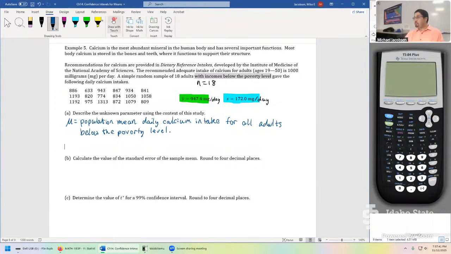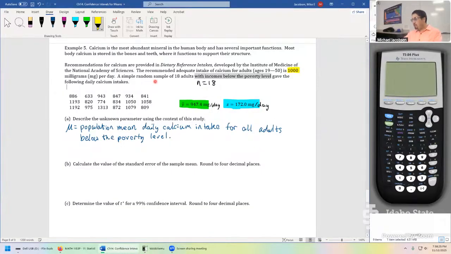Let's also think about what's going on in this problem. We're told that guidance by this fancy institute, National Academy of Sciences, says the adequate intake of calcium should be 1,000 milligrams. The sample mean is 947.4 milligrams. It is below. But now we have to wonder, is it statistically significant that that's below? That's part of what a hypothesis test would address. It would just formalize that as a statement involving the parameter. It would do a test using the data that we have here, or we can resolve the same exact hypothesis test question just by the confidence interval.